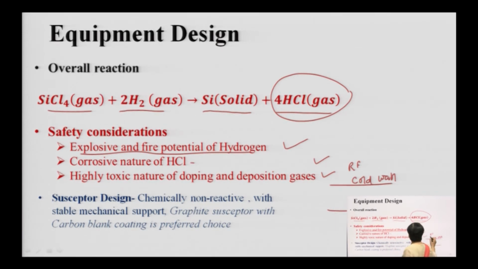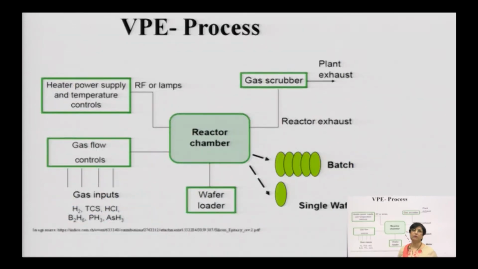Therefore, RF heating is one of the preferred heating mechanisms being introduced, and your susceptor must be chemically inert, as we have seen in our Czochralski crystal growth. Reactivity must be avoided, as you need minimum contamination. Naturally, the susceptor support should also be strong and stable, and therefore a graphite susceptor with carbon blank coating is normally preferred for this purpose.